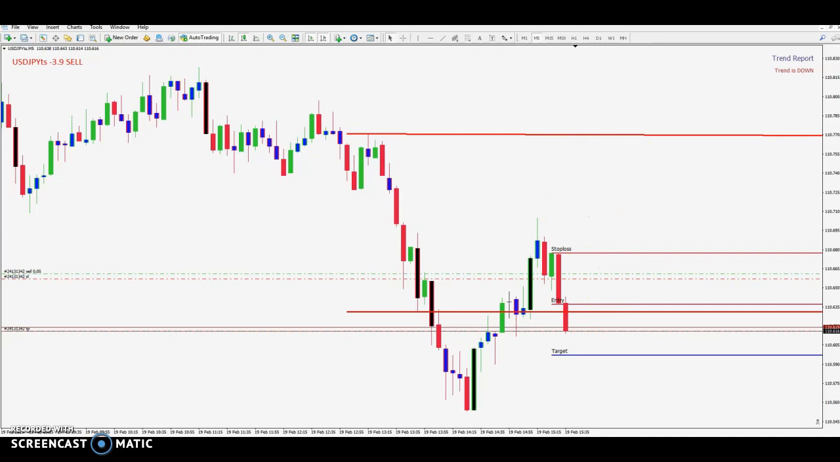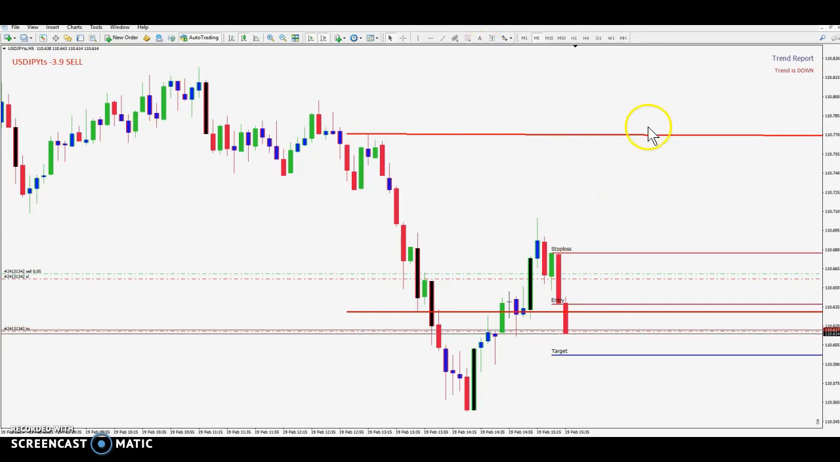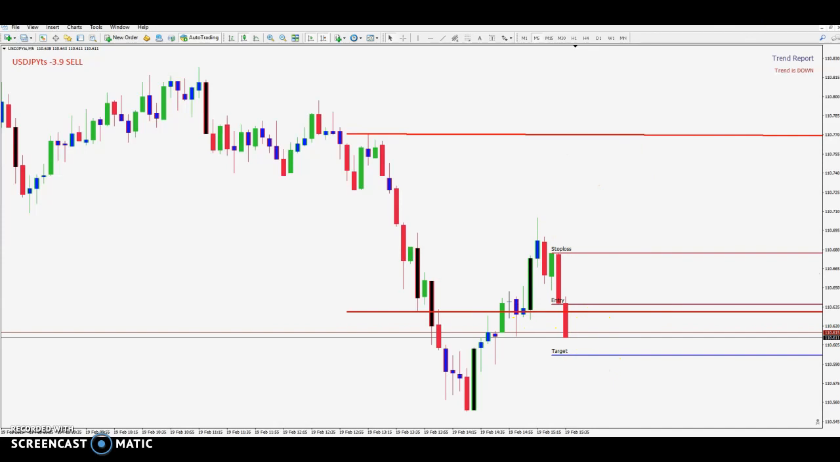We'll move it to break even, just to be on the safe side. And there we go, we're close here. There we go, so we hit the profit.